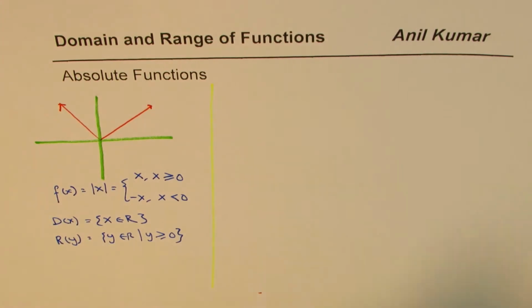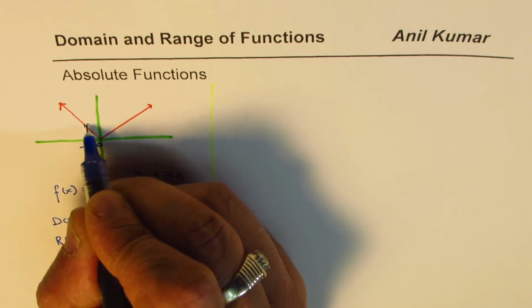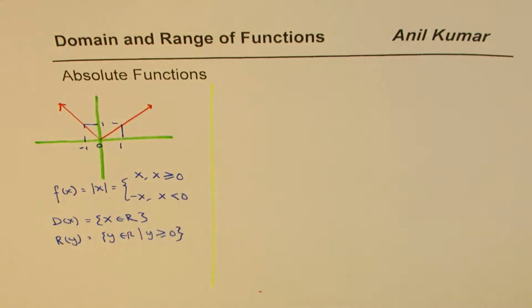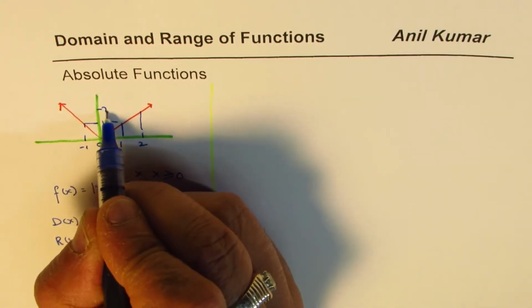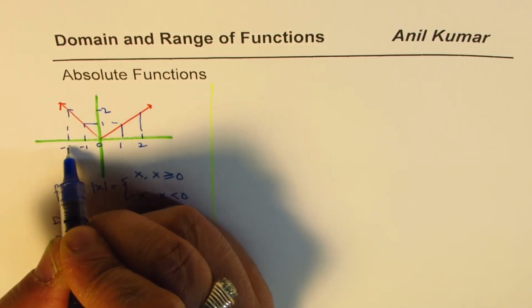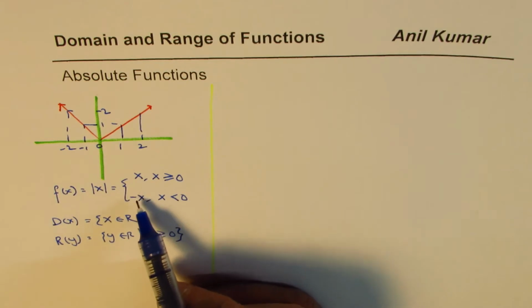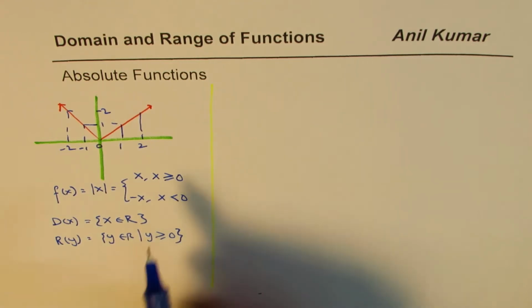Key values here are: at 0 it is 0, at minus 1 it is 1, which is also the value at plus 1, and at 2 it will be 2, and the same value at minus 2. So likewise you can get many values. This equation really describes the function. Now let us see what happens to its domain and range when we change the values.